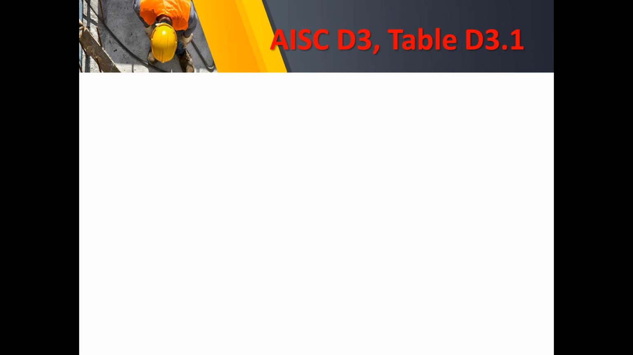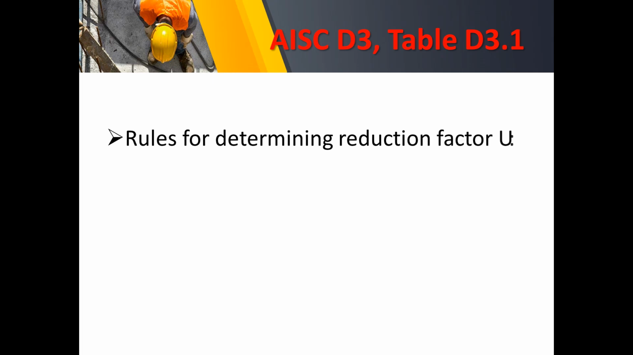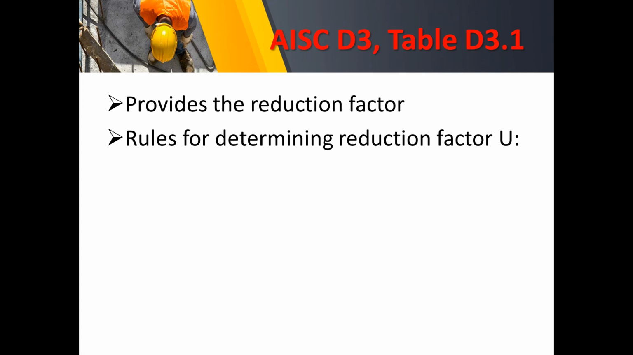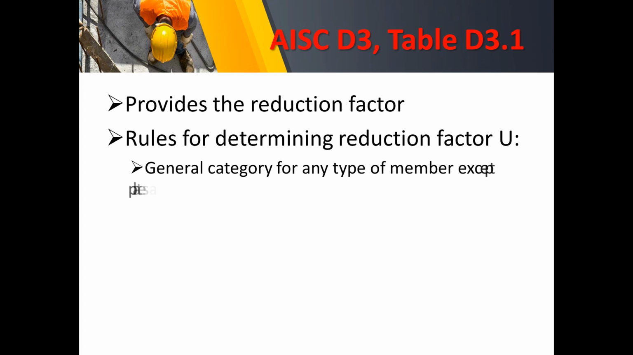AISC Table D3.1 provides the rules for determining the reduction factor U. The following rules are: first, we have the general category. This is for any type of member except plates and round hollow sections, with L greater than or equal to 1.3D. In a while we will discuss what L and D are.